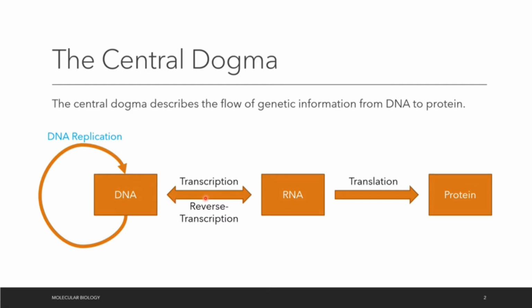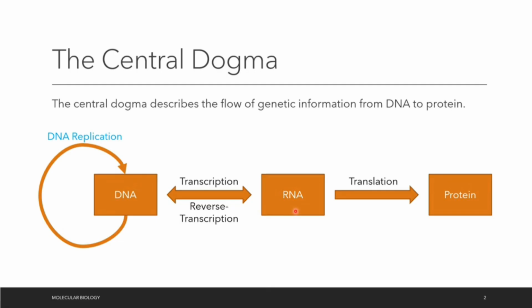After that, we move on to RNA. The flow of genetic information from DNA to RNA is called transcription. So there are proteins which are responsible for transcribing DNA into RNA. The reason why it's called transcription is because DNA and RNA are written in very similar languages. They both use 4 bases. The only difference is that RNA uses different bases.